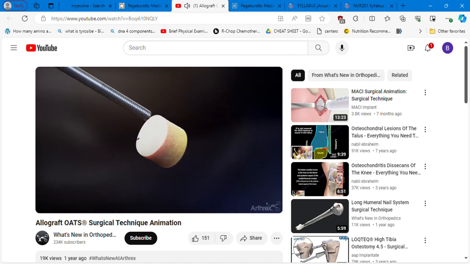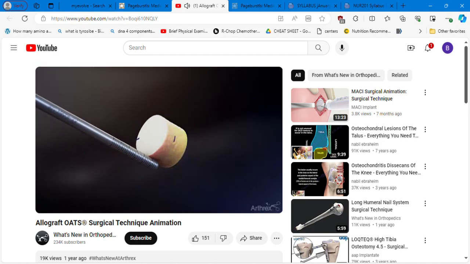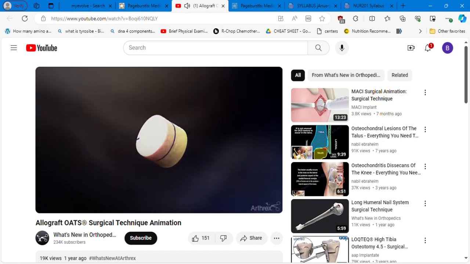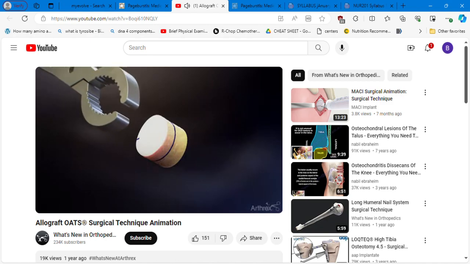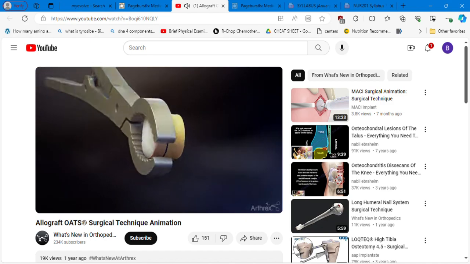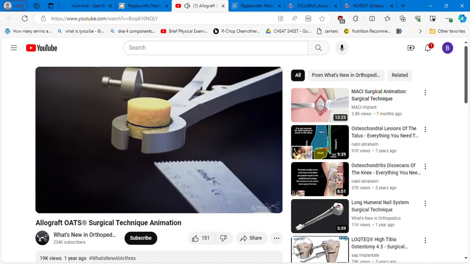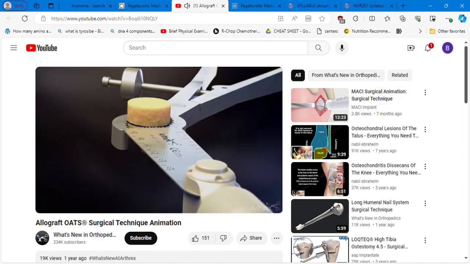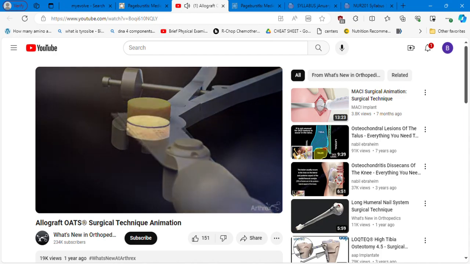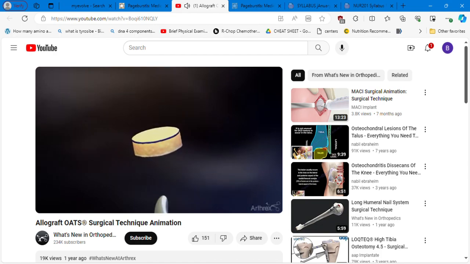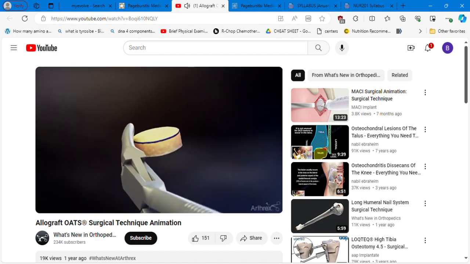Mark the depths recorded from the recipient socket on the 4 quadrants of the graft. Then, draw a circumferential mark on the bone. Secure the graft in the allograft OATS holding forceps and use a saw to slowly trim it to achieve the appropriate length of bone to ensure a press fit in the recipient socket. Bulletize the graft with a rongeur to assist with insertion.